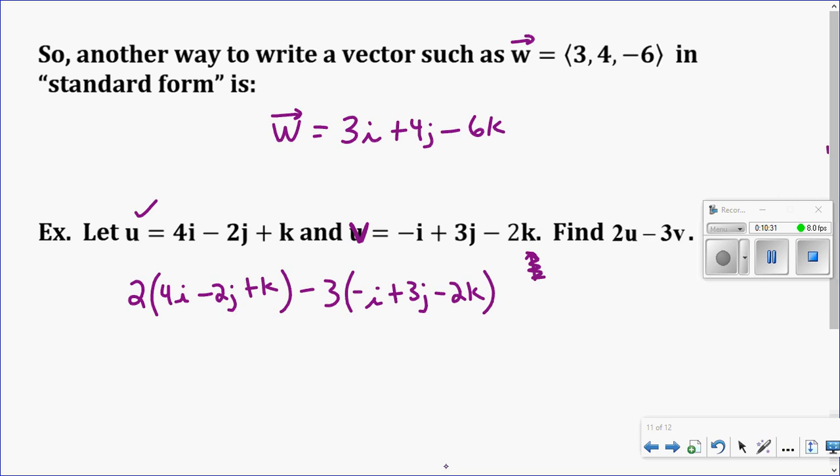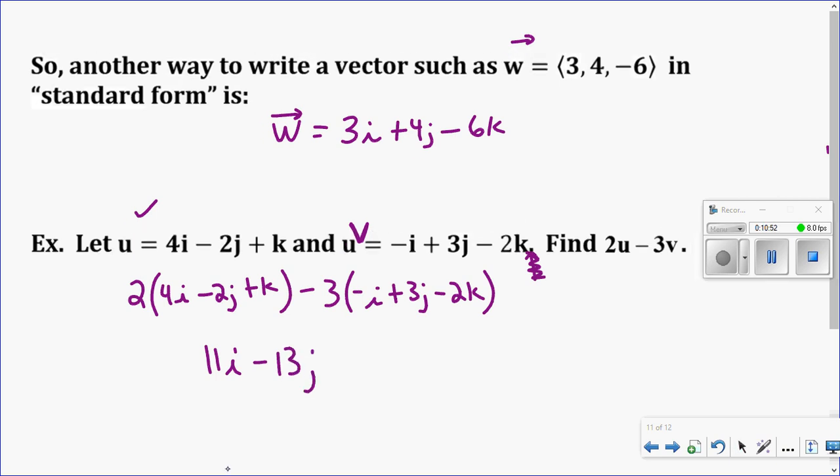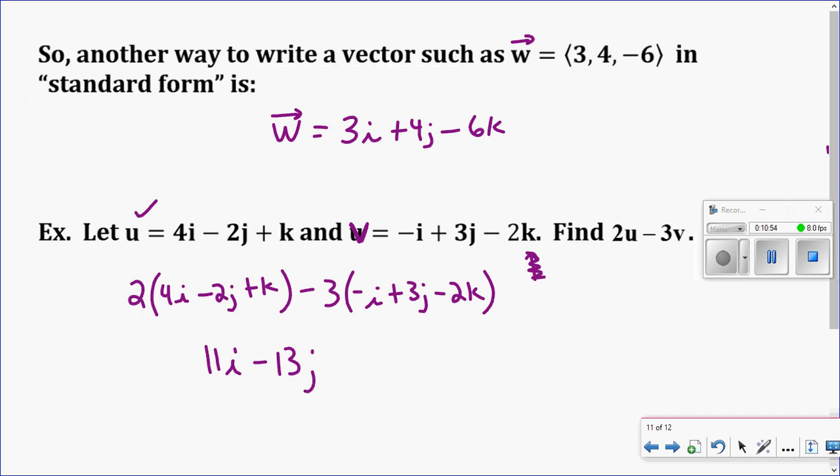All right, so you can kind of think this in your head. We got 2 times 4i in the front, so that's 8i. And in the back, I'm going to have positive 3i, so 8i and 3i, 11i. Then for my j's, I got negative 4j in front and negative 9j in back. So negative 4, negative 9 is negative 13j. And then for the k's, I got 2k in front. It's going to be plus 6k in back. So 2 plus 6 is positive 8. So 8k. So again, this is that vector.